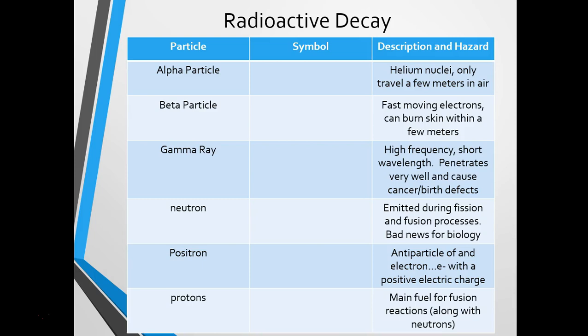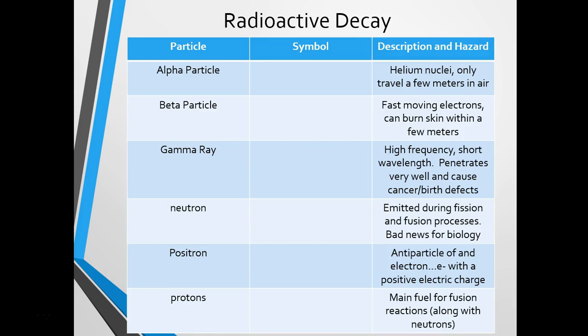Neutrons, we know what those are. They're emitted during fission and fusion processes, as we saw. Now, neutrons, again, are rather big for radiation, and so they don't cause much damage to the outside of your body, but if you ingest something that's emitting neutrons, it can do some serious damage.